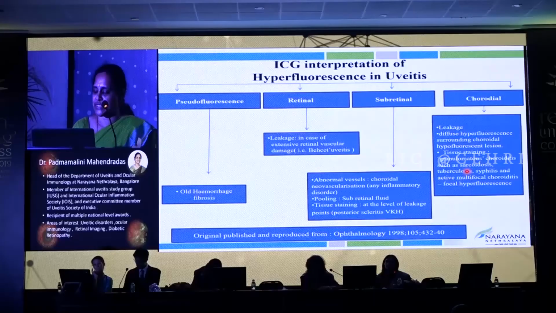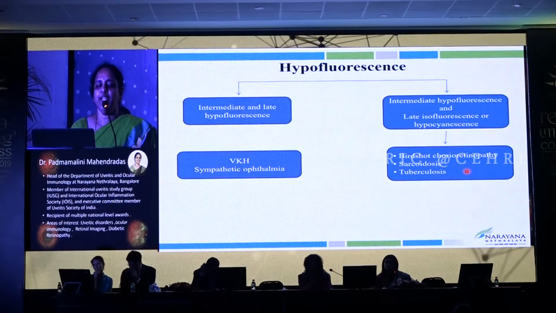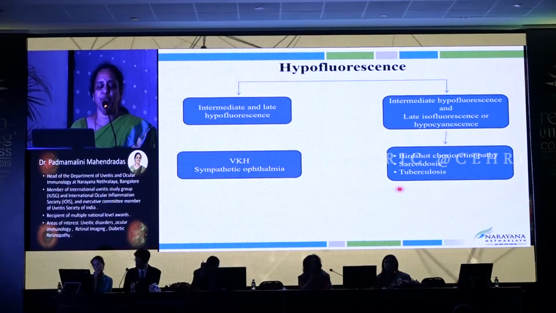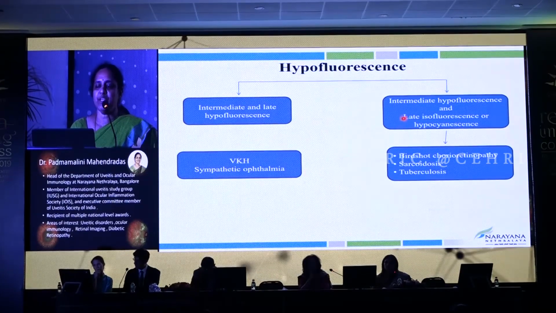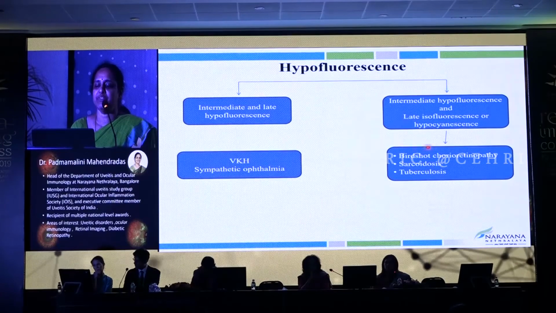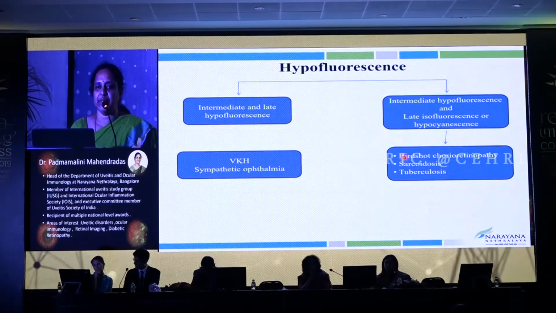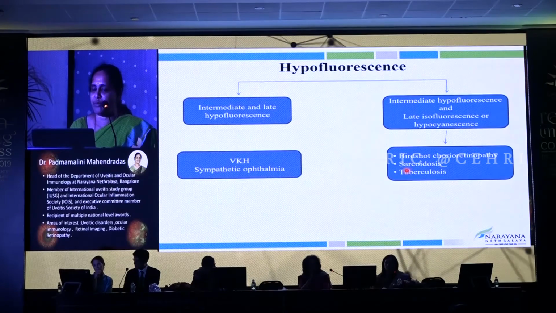Pseudofluorescence is seen in the case of fibrosis or hemorrhage. It could be at the retinal, subretinal or choroidal level. In retinal, leakage of the vessels occurs in retinal vasculitis. In subretinal, it could be CNVM or pooling of the dye. In choroidal lesions, it could be leakage, diffuse hyperfluorescence or focal hyperfluorescence. Coming to hypofluorescence, intermediate and late hypofluorescence is classically seen in VKH and sympathetic ophthalmia, whereas intermediate hypo with late iso is one of the characteristic features of birdshot chorioretinopathy. TB and sarcoid can have both types of presentation.